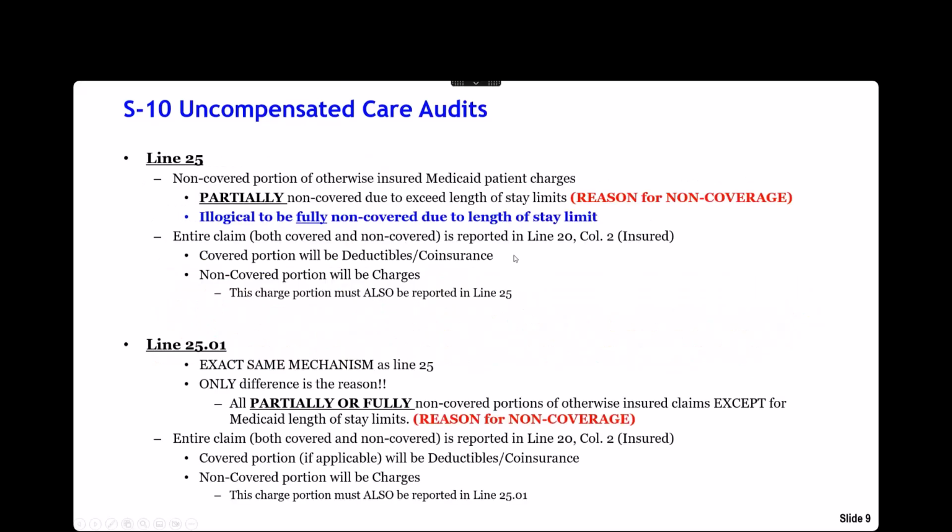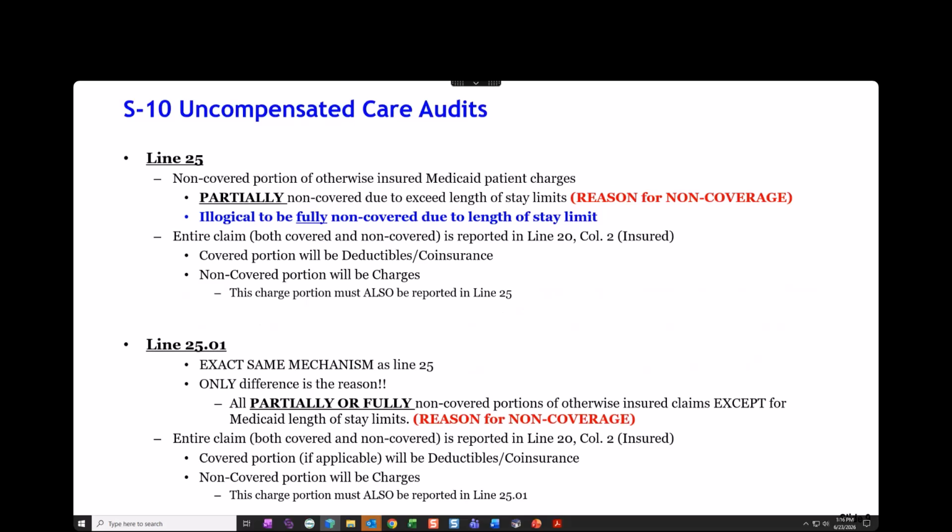Keeping on S10 for just a few more minutes, another reminder of the new mechanism that's come into play that we have to worry about. We're trying to make sure everything's clean here for the cost report and for the listings, but it's this S10 line 25 versus line 25.01 situation. And I just briefly want to bring it up here. Let me get that cost report on, to give you an illustration of what I'm talking about.